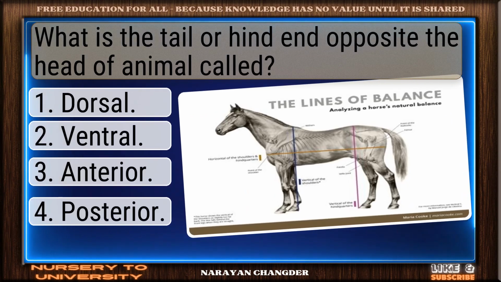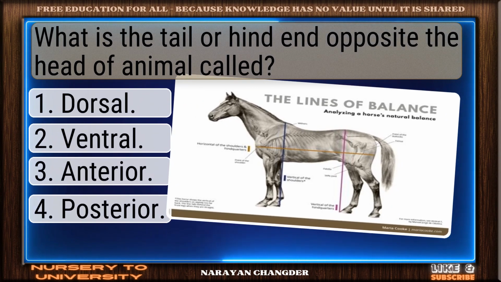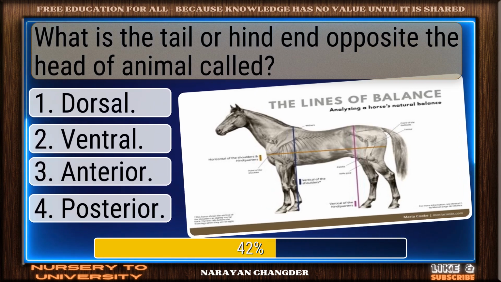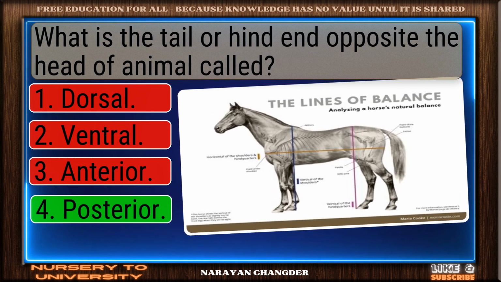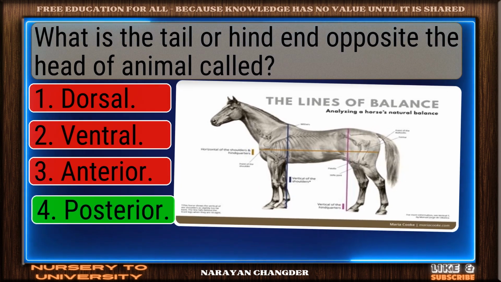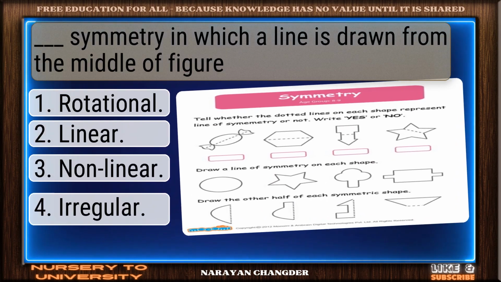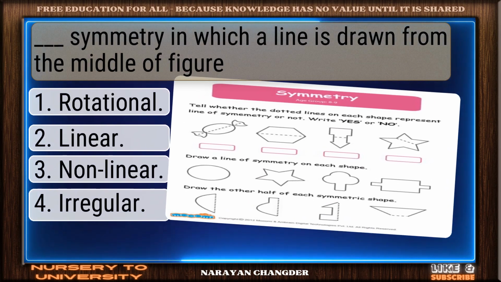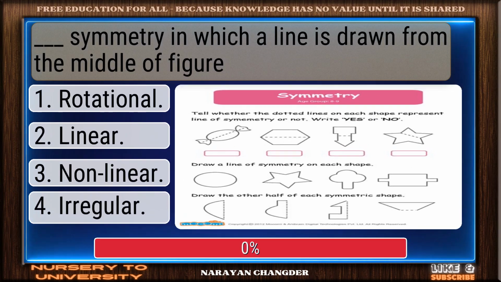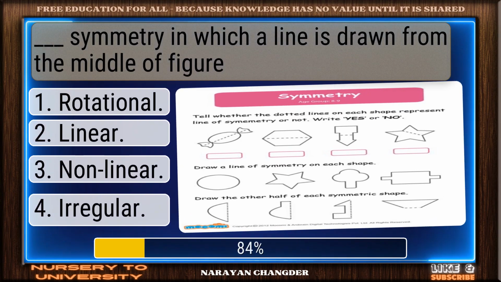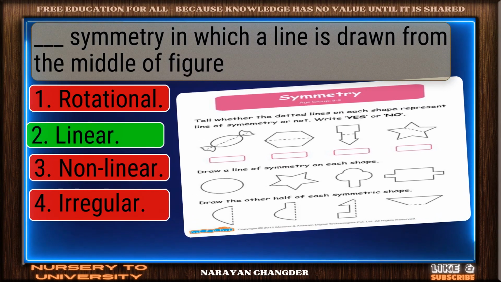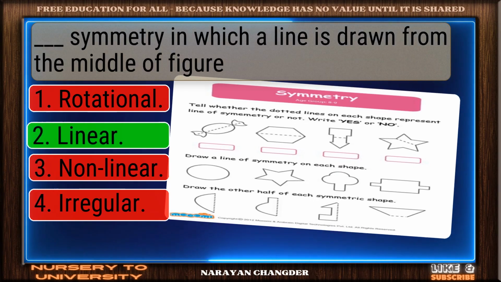What is the tail or hind end opposite the head of an animal called? Well picked. Posterior is the correct answer. Dash symmetry, in which a line is drawn from the middle of a figure. Good job. Your answer linear works well here.